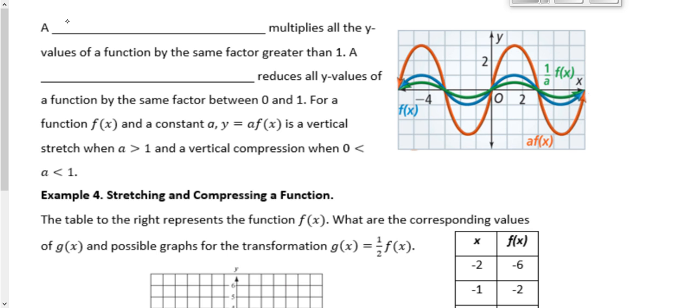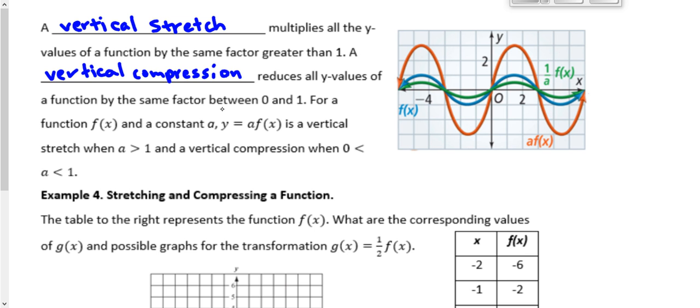Okay. A vertical stretch multiplies all the y values of a function by the same factor greater than 1. A vertical compression, on the other hand, reduces all the y values of a function by the same factor between 0 and 1. For a function f of x and a constant a, y equals a times f of x is a vertical stretch when a is greater than 1, a vertical compression when a is between 0 and 1.